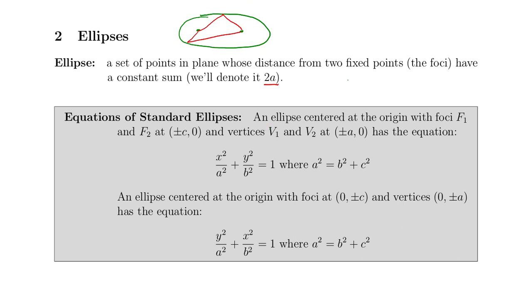So here's all the stuff about it. You're going to have 2 foci. They're at these points here. You've got 2 vertices at these points. That's the same a that we had up here. And here's your equation. I hate this equation, really, the way that our textbook writes it. I hate that they have a squared equals b squared plus c squared, because most of the time we would think that a squared plus b squared equals c squared.